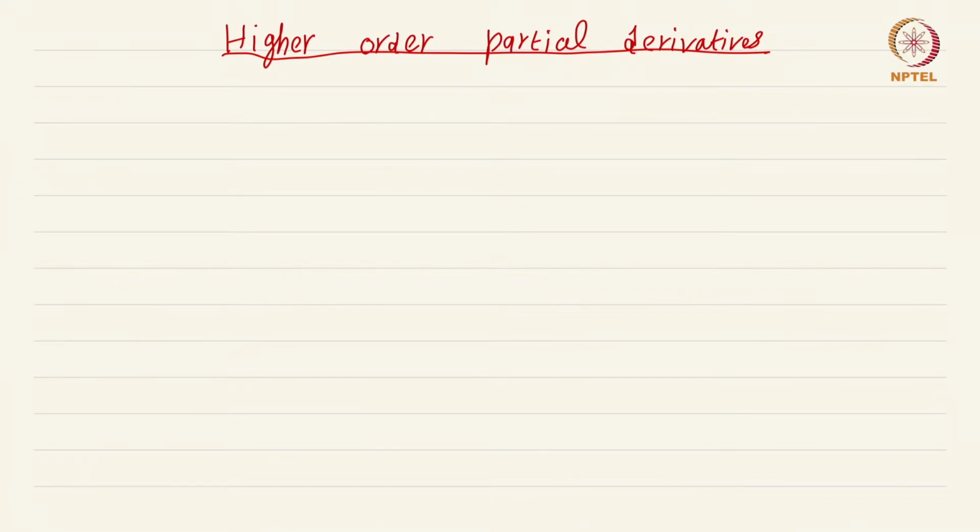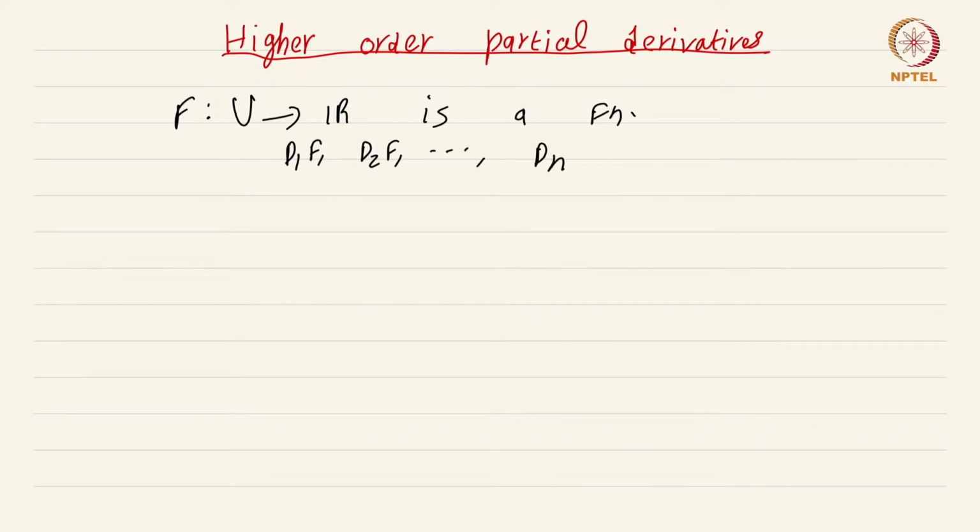In this video, I'm going to be talking about higher order partial derivatives. So the setting is, as always, f from U to R is a function. Now suppose the partial derivatives d1f, d2f, ..., dnf exist on U. So this function is differentiable with respect to each of the variables throughout U.